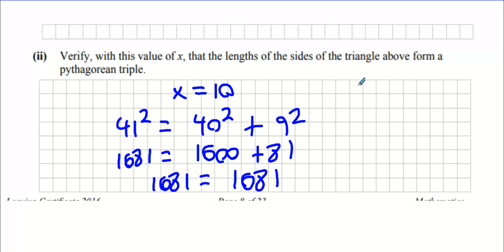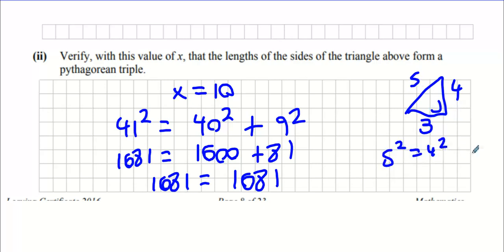therefore a Pythagorean triple. Pythagorean triples are numbers that balance to make Pythagoras' theorem work. So 3, 4, 5 would be a classic example. 5 squared equals 4 squared plus 3 squared, 25 equals 16 plus 9. Everybody know what a Pythagorean triple is? Is there another part of this question?